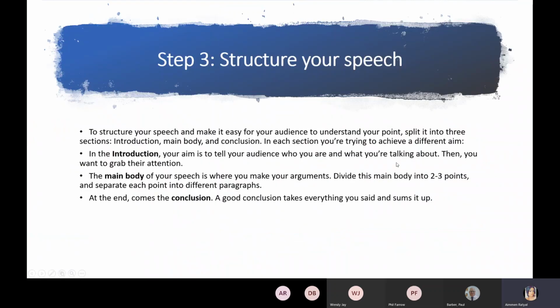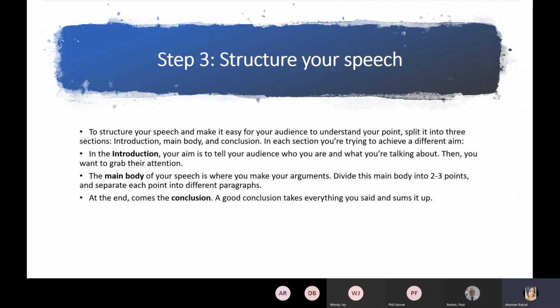So step 3, structure your speech. To structure your speech and make it easy for your audience to understand your point, split it into 3 sections. So introduction, main body, and your conclusion. In each section, you're trying to achieve a different aim. So the introduction, your aim is to tell your audience who you are and what you're talking about, and then you want to grab their attention.